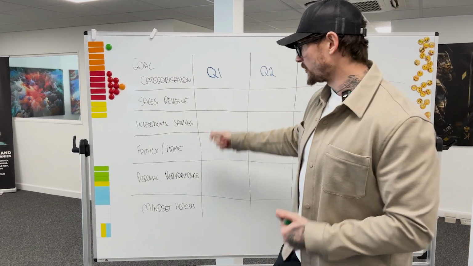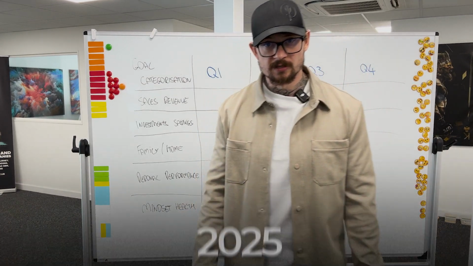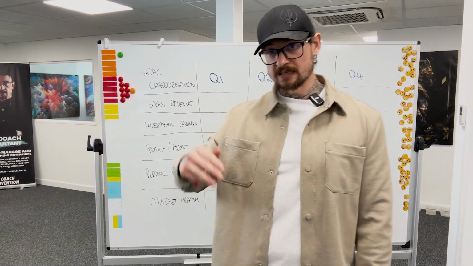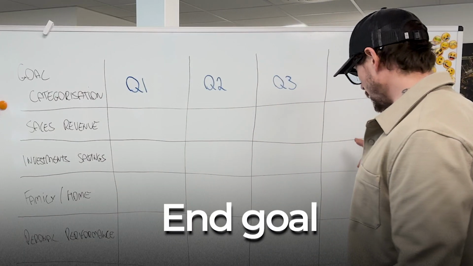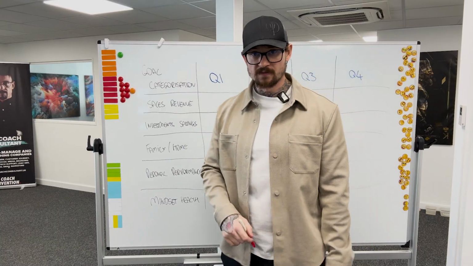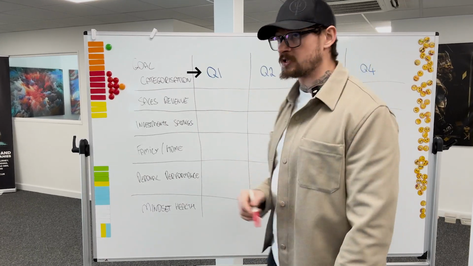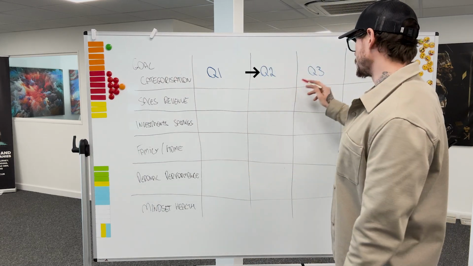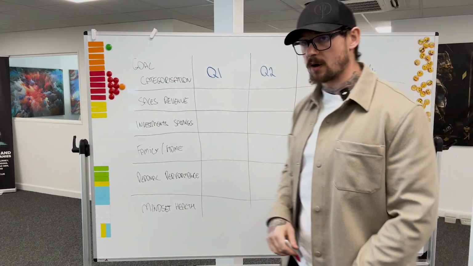Because it's pretty pointless turning around and saying, right, I want to do the next amount in 2025, right? We need to be looking at setting the actual end goal or the target or whatever it may be, or actually segmenting when you are going to do things. So obviously Q1 is going to be January, February, March, then April, May, June, July, August, September, October, November.